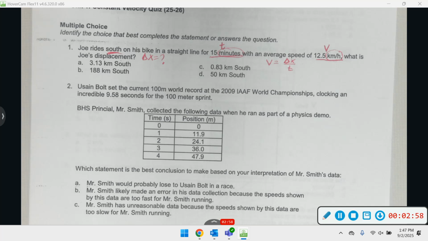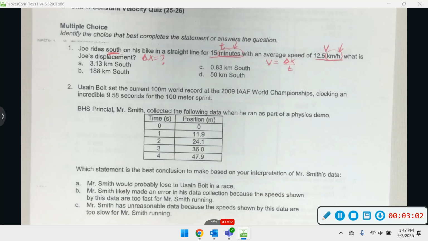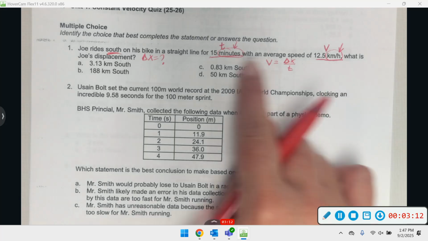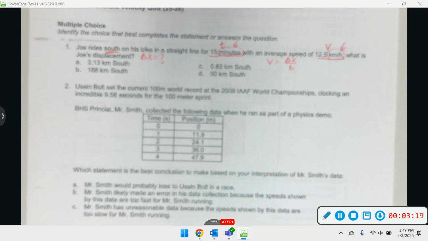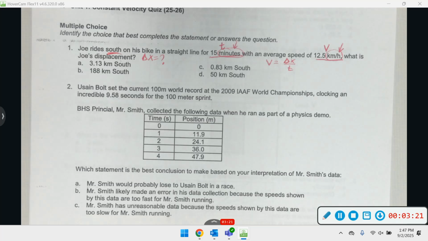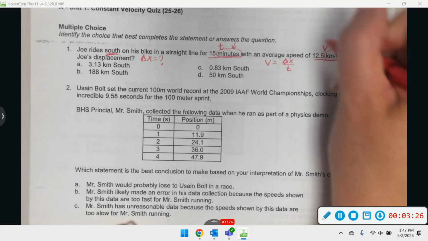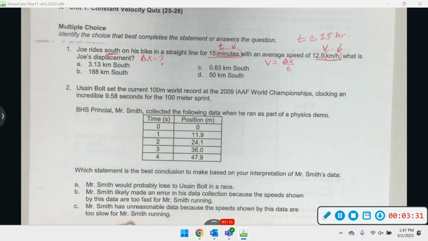And it's probably because you didn't pay attention to the fact that this is in kilometers per hour and this is in minutes. You can't cancel one with the other unless they are the same unit. So we either need this to be in kilometers per minute, or we need this to be in hours. One or the other. I'm going to tell you right now, it is easier to convert this to hours because 15 minutes is a quarter of an hour. That's easy. I don't have to do math for that. Hopefully you don't either. 15 minutes, my time that I'm going to use is 0.25 hours.